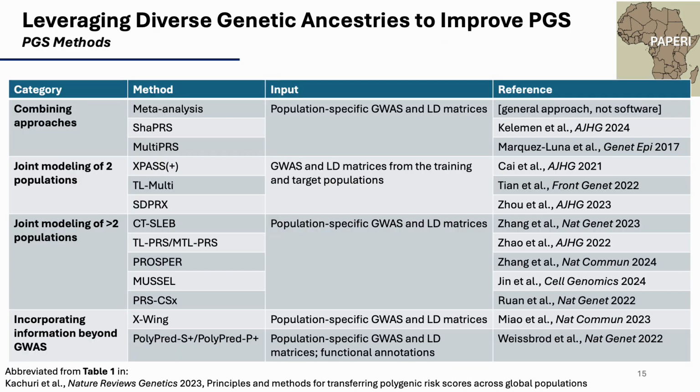In recent years, many PGS approaches have emerged that leverage diverse genetic ancestries to improve PGS. This table, which was abbreviated from a review by Kachuri et al., summarizes some of these methods, most of which take as input GWAS summary statistics and LD matrices. Be sure to check out the review and the corresponding references to any of these approaches you may be interested in to learn more about these methods.